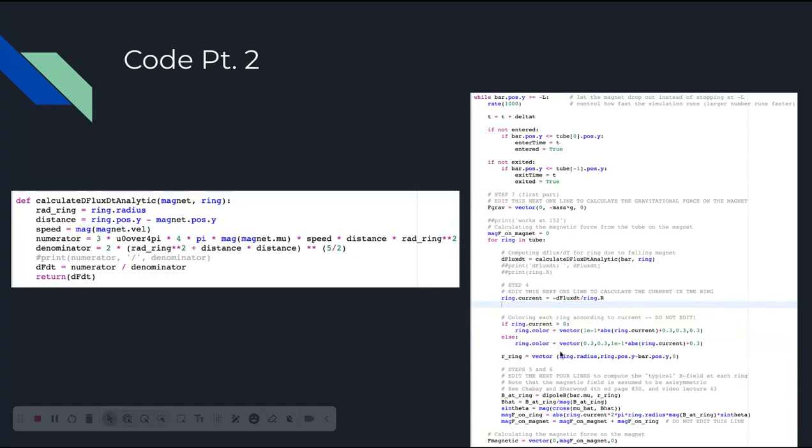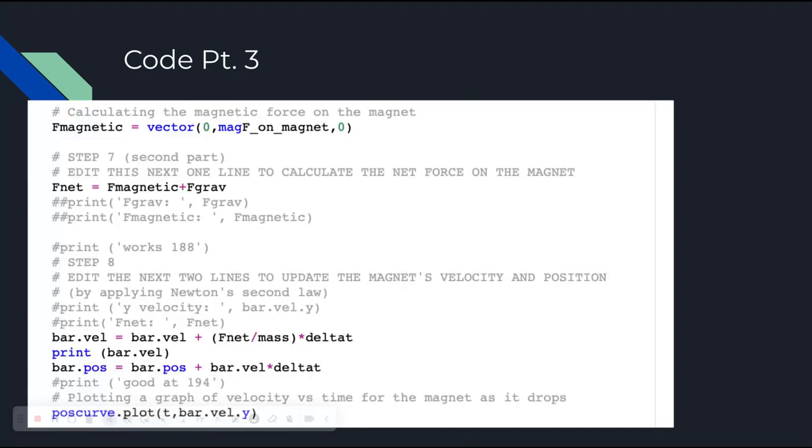We calculate d flux dt. We then calculate the force on that ring, which is the absolute value of the current in the ring times 2 times pi times the radius of the ring times the magnitude of the B field at the ring times the sine. And if we dropped it correctly, it should be dropping straight down, so the sine of theta should just be 1. And it's a for loop, so we're going to add those all together. That's how we're going to get the magnitude of F on the magnet. We're going to add that to the gravity to get our net force. At some point, they should equal 0, which is what we hope to see. And then we're going to do kinematics there to get our velocity and our position.